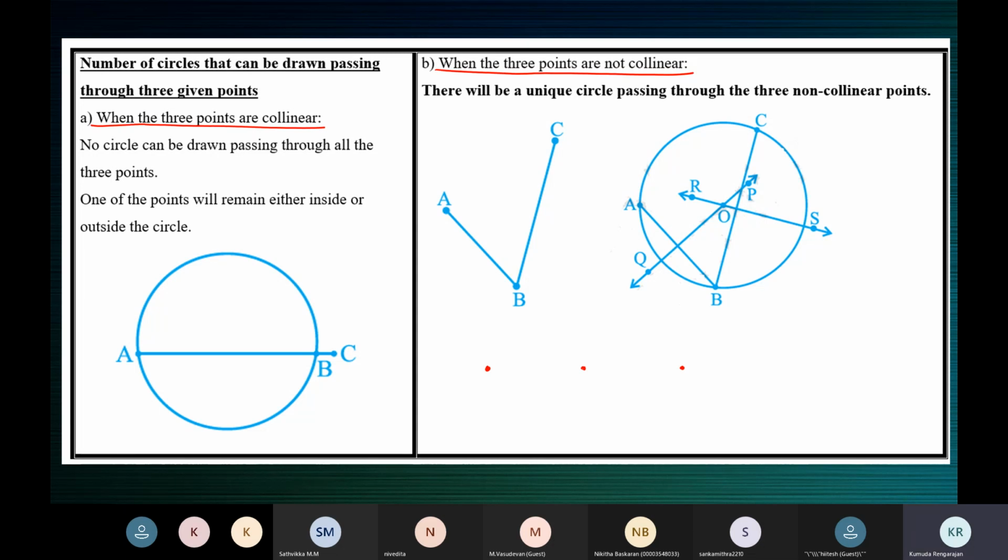We saw that when you're given 1 point, you can draw as many circles as you wish passing through that point. Same thing holds good for 2 points. When you have 2 points, you can draw infinitely many circles passing through the 2 given points. For 3 points, there are 2 cases: when the 3 points are collinear, and when they are not collinear. This is the first case, where the 3 points are collinear. You will agree that you cannot draw one circle passing through all the 3 points.